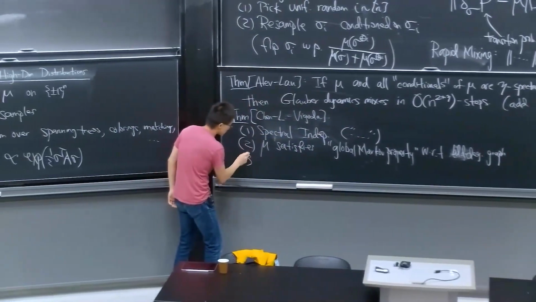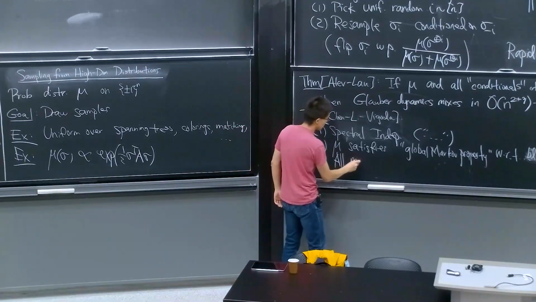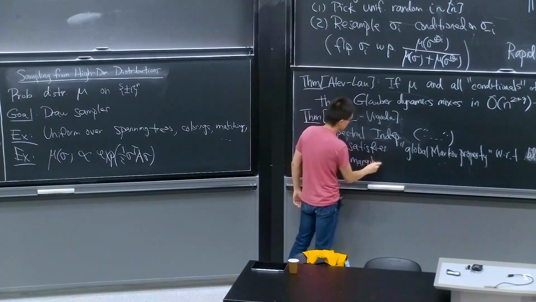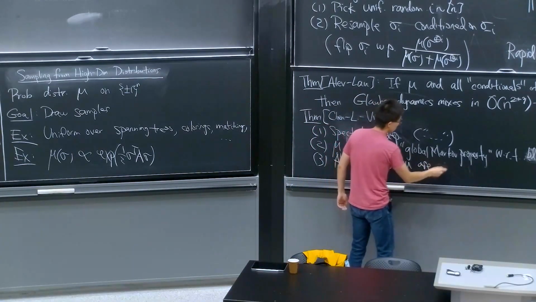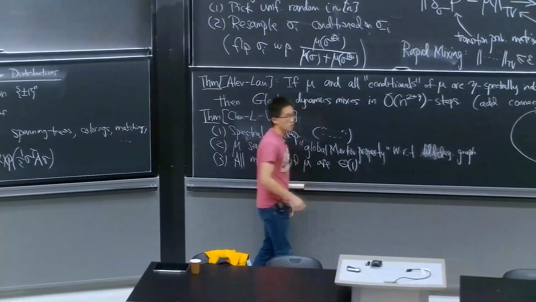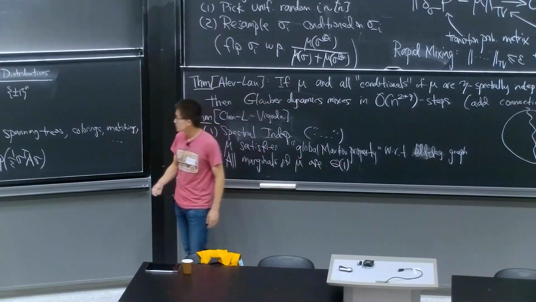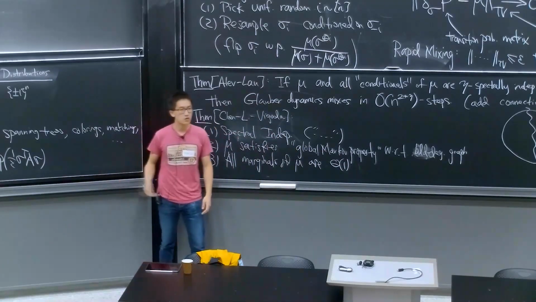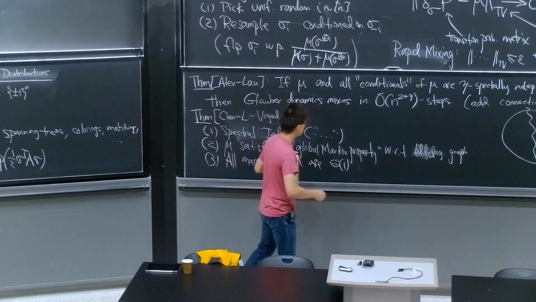And the third assumption is something a little more technical. It's just that all marginals of mu are order 1. This is just some extra technical assumption. You should think of this as holding, for instance, in these graph models when, say, the graph is bounded degree.